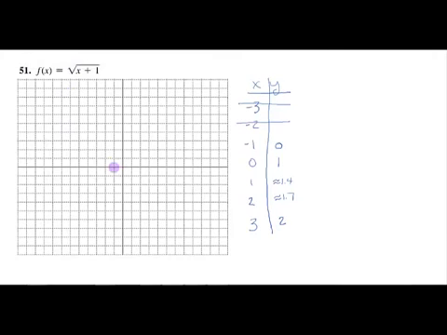Let's go ahead and graph those points. So we have a -1, 0. We have a 0, 1. We have 1, 1.4, 2, 1.7, and 3, 2. So you'll notice this is not a straight line. It's curving a little bit there. So, what's going on? Maybe if we pick another number further out.